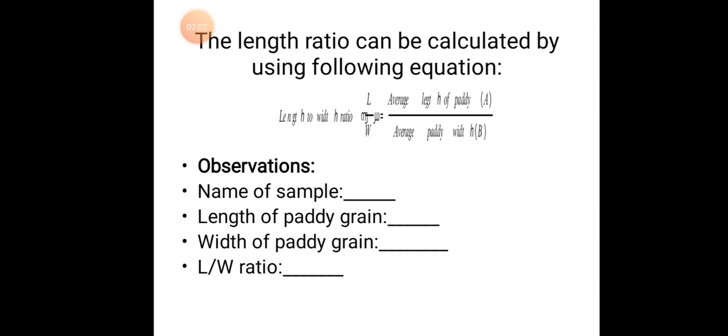The length to width ratio can be calculated by using the following formula. Length to width ratio is equal to average length of the paddy divided by average paddy width. Observations: name of the sample, length of paddy grain, width of paddy grain, length by width ratio.